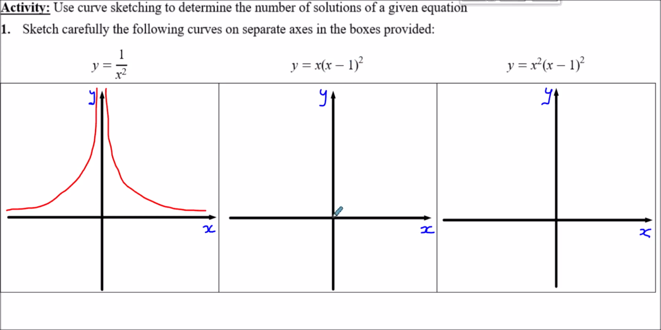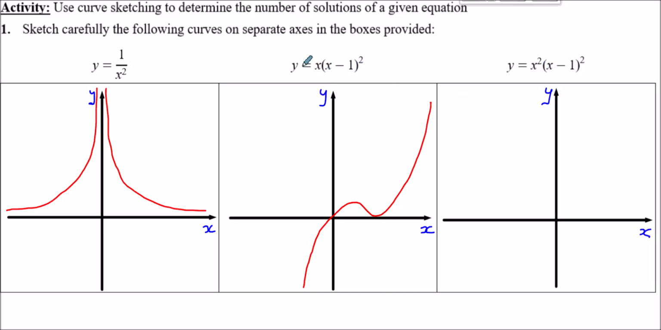So it's going to be having roots at 0 and at 1, but because the bracket is squared, it's going to be a repeated root at 1. So it's going to bounce at 1. So it's going to be something a bit like this. It's going to start low, come up through 0, go back down again, just touch the x-axis at 1, then rise back up quicker and quicker. So that's a sketch of y equals x brackets x minus 1 all squared.